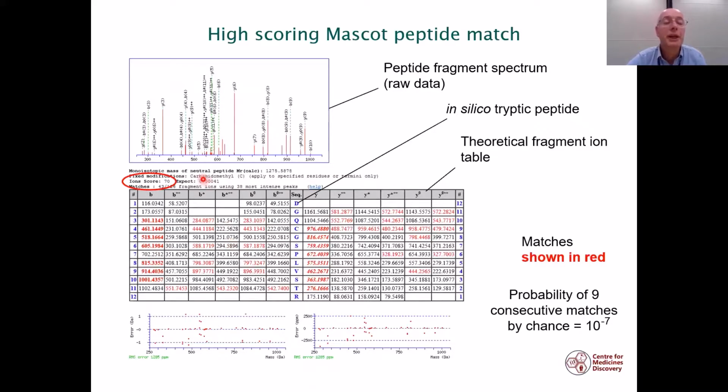And this number here, this ion score, is the probability of all of these consecutive matches. So we have a consecutive run of 9 fragment ions, and this is the probability that they can be arrived at by chance. And so that number is relatively big.